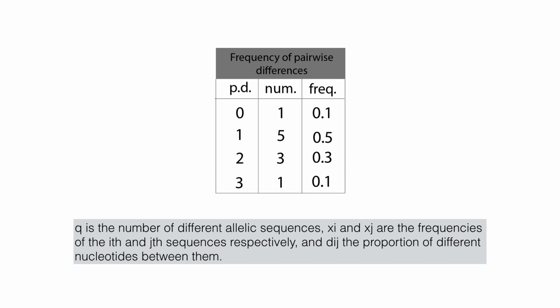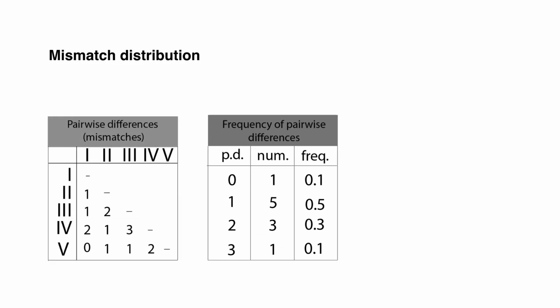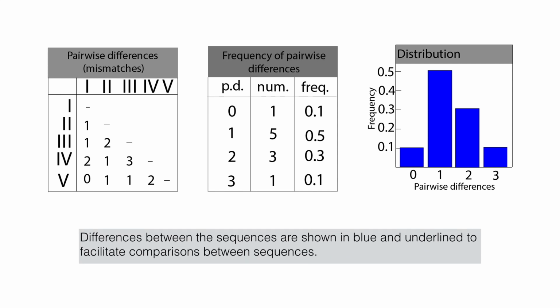Once you calculate nucleotide diversity, you could build the next descriptive, which is the mismatch distribution. The mismatch distribution is a histogram obtained by counting the number of pairwise comparisons that share the same number of differences between the two sequences. You can construct a distance matrix by counting frequencies of pairwise differences between a set of 5 sequences, like in this example.